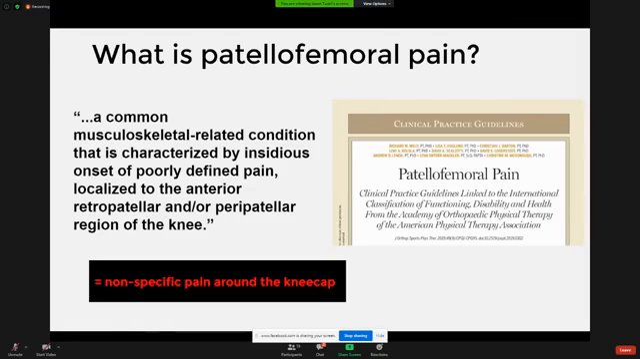So it can be challenging to get this accurate diagnosis of patellofemoral pain, mainly because the standard diagnosis of it is a common musculoskeletal related condition characterized by insidious onset. So it's not traumatic. It just kind of comes on one day. And it's poorly defined pain. So we usually see it's a little bit more diffuse around the kneecap. It's rare that somebody just points their finger and says, this is the exact spot where I'm feeling my symptoms. It's usually a little bit more dull and broad, and it can kind of shift and change directions and be in different places. So it's non-specific pain around the kneecap.